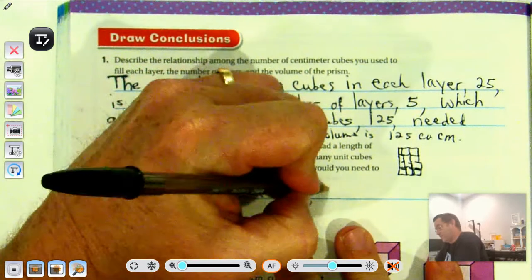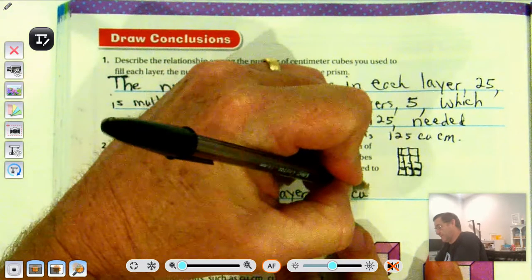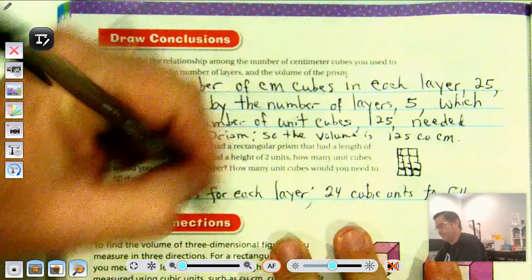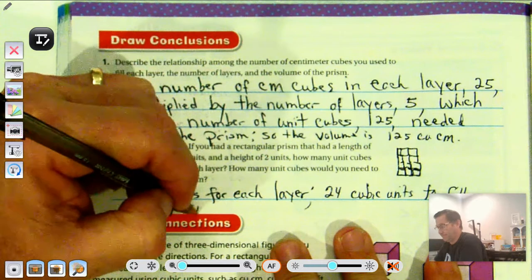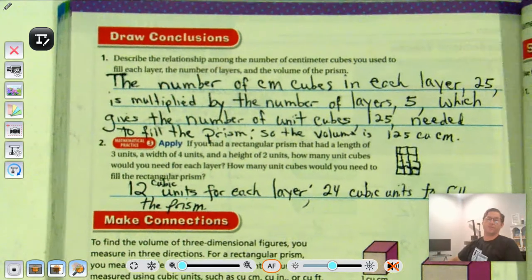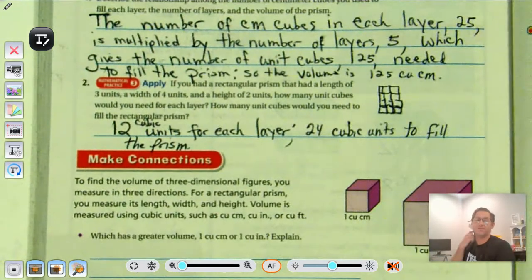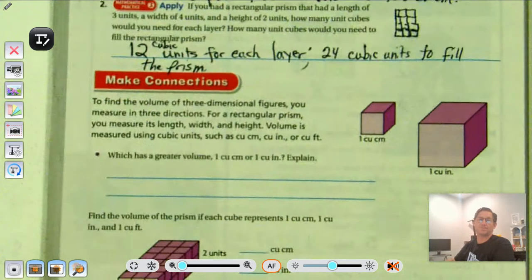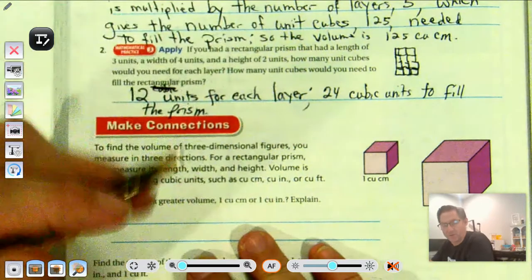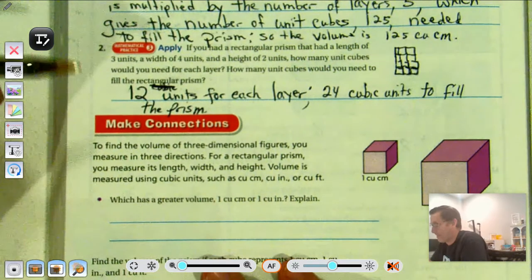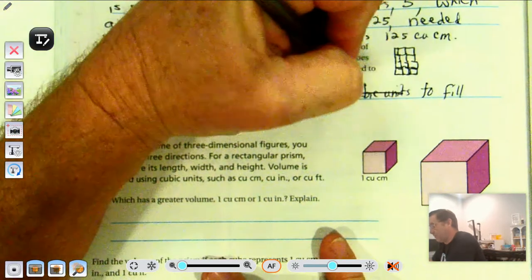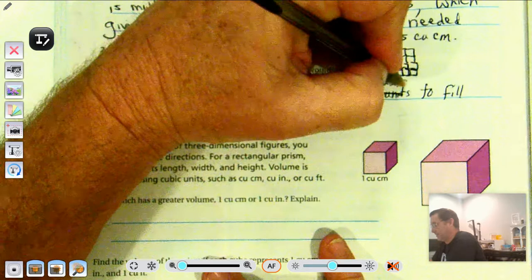And I would need 24 cubic units to fill the prism. So 12 cubic units for each layer and 24 cubic units to fill the prism. Actually, I'm just going to say I'm just going to need 12 unit cubes for each layer and 24 unit cubes to fill the prism.